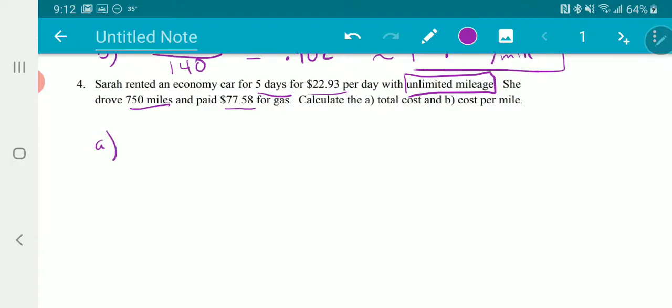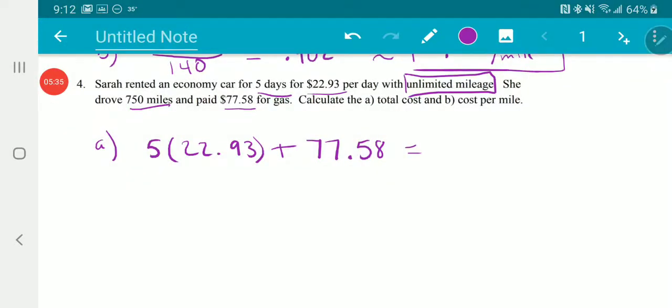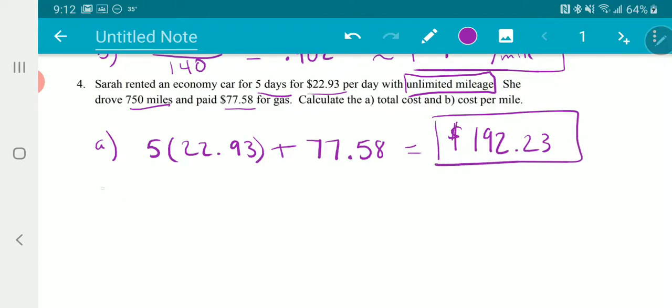So there's no collision fee for this one, which is good. So we've got 5 days at $22.93. Then the only other thing that factors into this one is just your gas. Okay, you got unlimited mileage, so that doesn't change your price at all. So plus that $77.58 for the gas. So we can plug that into our calculator to get our answer, which is $192.23. That's my total cost for renting this car.